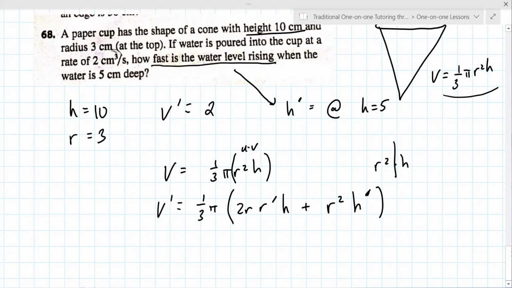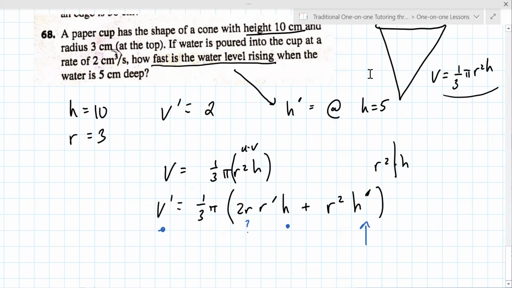Do we know the value of R when it's 5 centimeters deep? Oh, I guess not. We don't. Maybe we can find that though. So we have that. That one's a question mark. Do we know R prime? No. Do not. Okay. We do know H. I'm sorry, we know V prime. We do know H. We don't know R, and we're trying to find H prime. So lots of problems here. Do you agree with that?